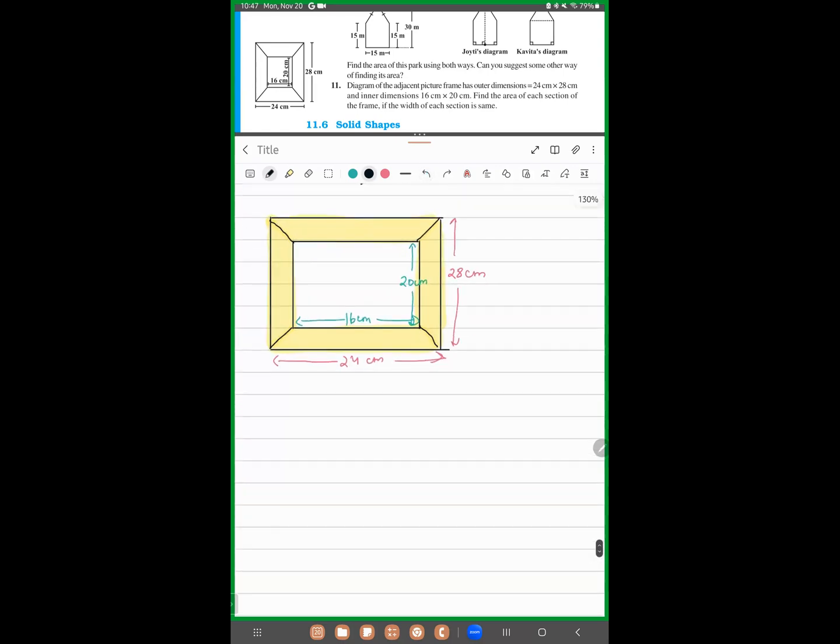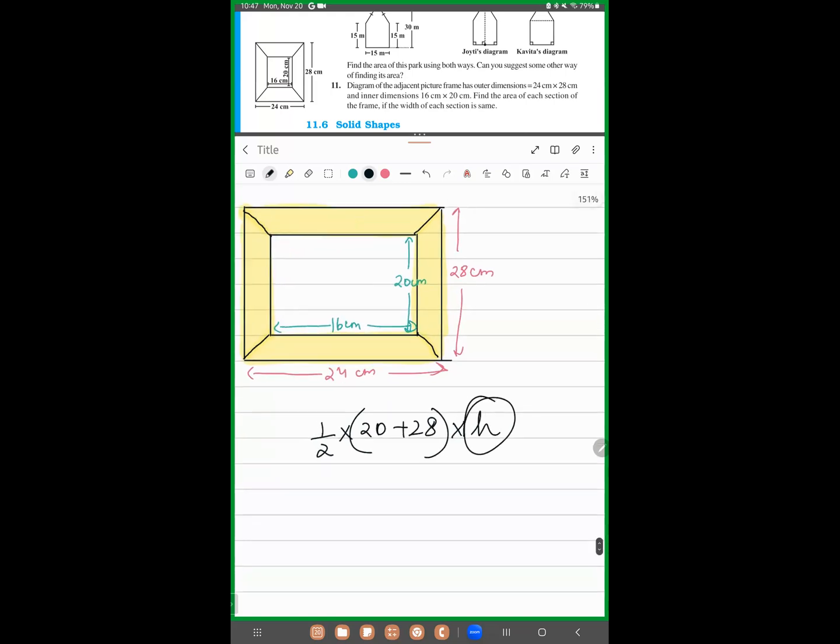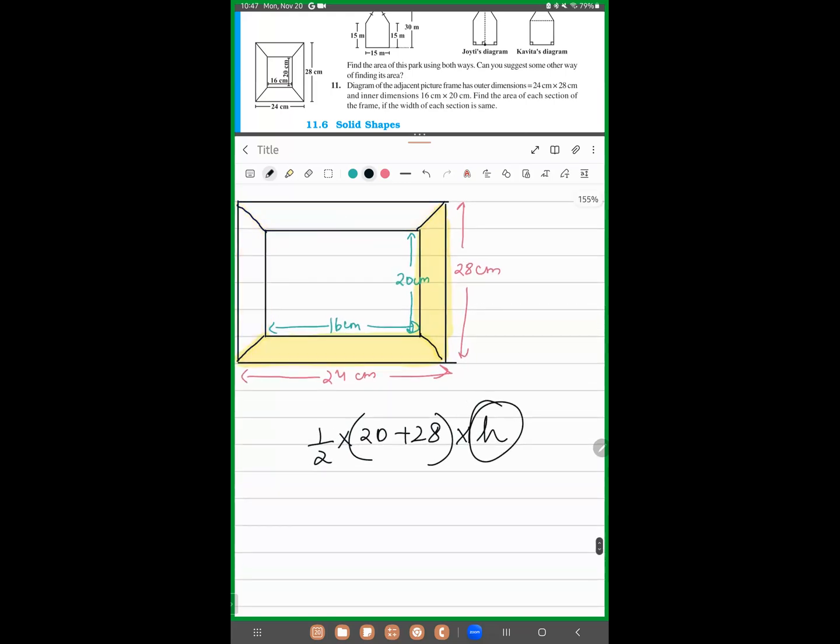Now look at this. We want to find, look at this one, okay? This trapezium, the one on the right. So to find the area of a trapezium, we need half into sum of parallel sides into height, right? Sum of the parallel sides. So parallel sides 20 and 28, that we know it is given. But what about the height? I'm just going to erase this. What is the height? The distance between the two parallel sides. How much is it?